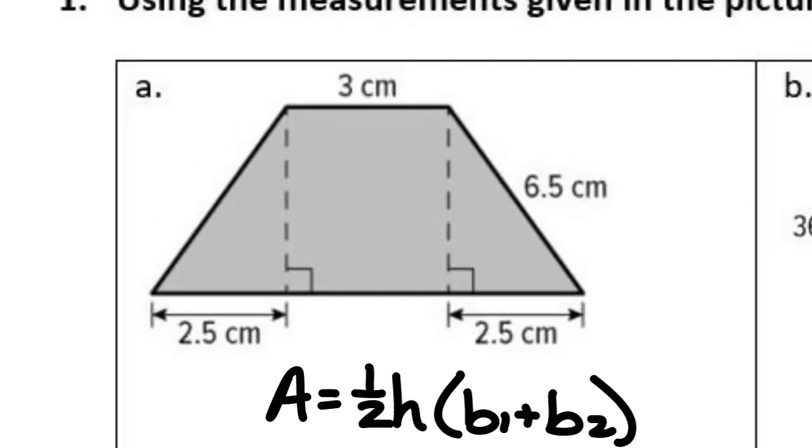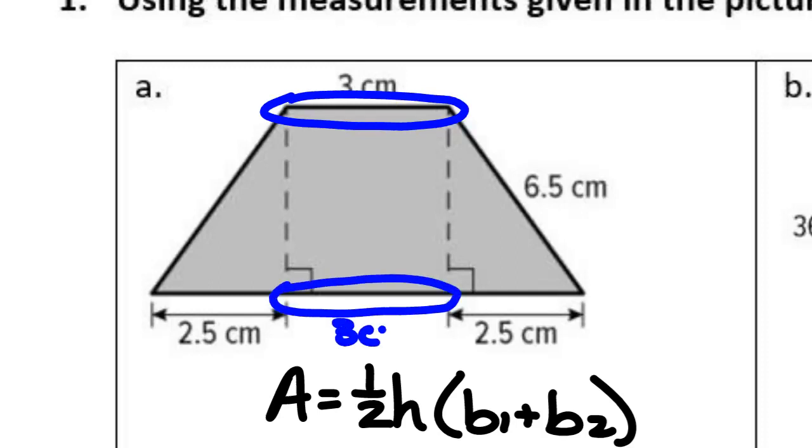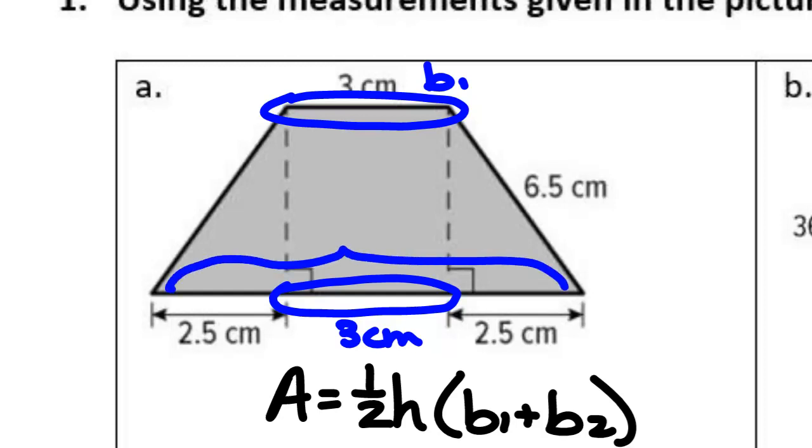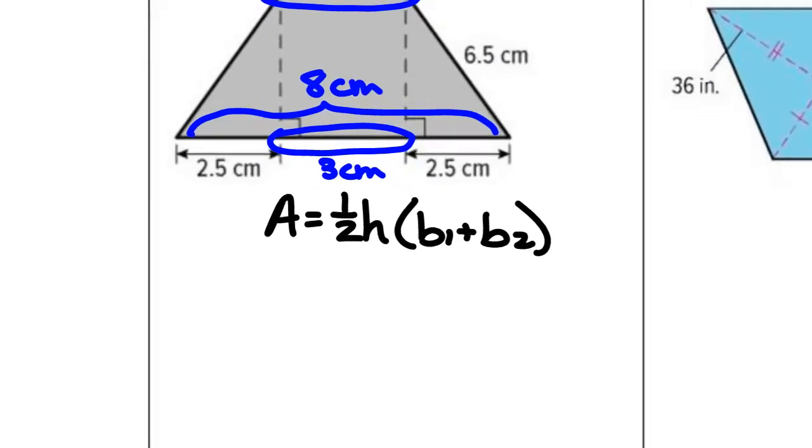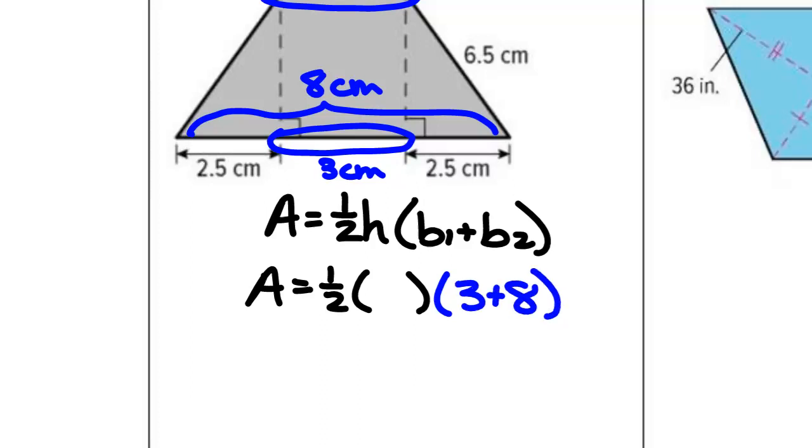Looking at my picture, I know that this right here is congruent to this space here, so this would be 3 centimeters. The top up here, that's my base 1. The bottom, I have to add all those together. What do I get if I add 2.5 plus 3 plus 2.5? 8. So this is 8 centimeters. So I can go ahead and substitute in for both of my bases here. Area is equal to 1/2. I don't have anything to put in for the height yet, but for my bases, I have 3 plus 8.